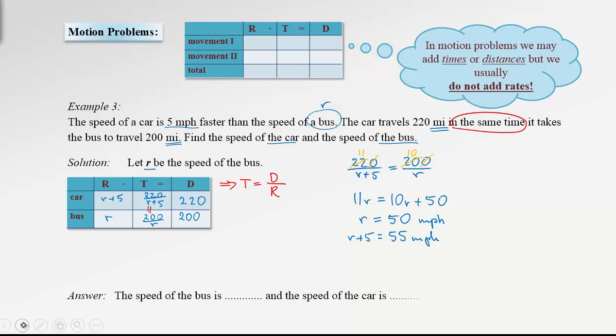And we are ready to give the answer. The speed of the bus is 50 miles per hour, and the speed of the car is 55 miles per hour.